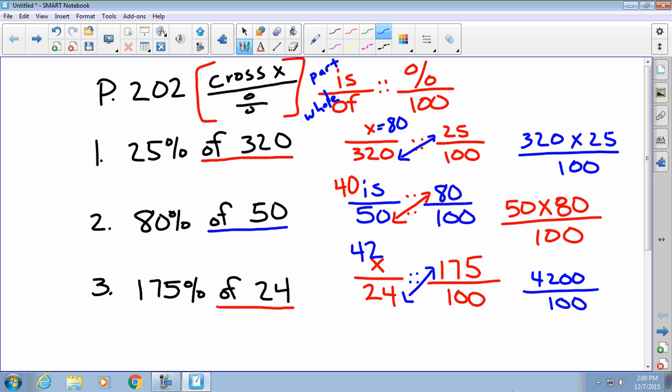One more time, we're doing cross multiply and divide, just like in chapter 4, except this time we're doing is over of and percent over 100. And I believe on all of these problems, the number that they give you is the of number, so that's always going to be that bottom number on this part of our proportion.